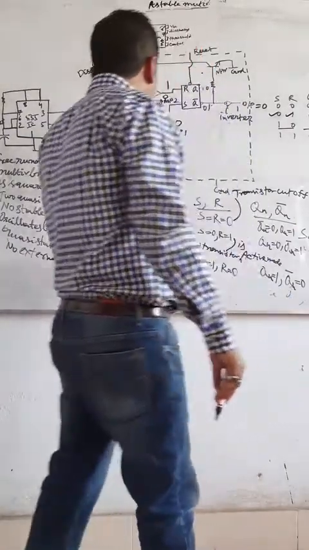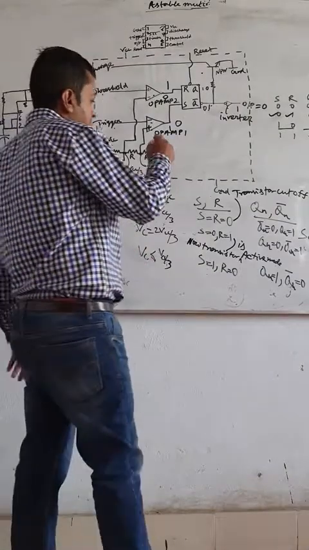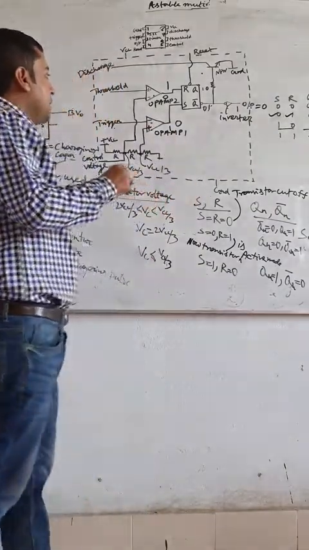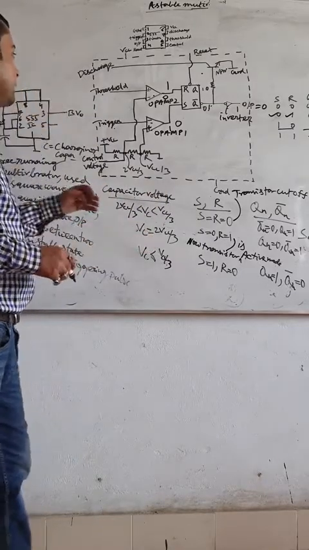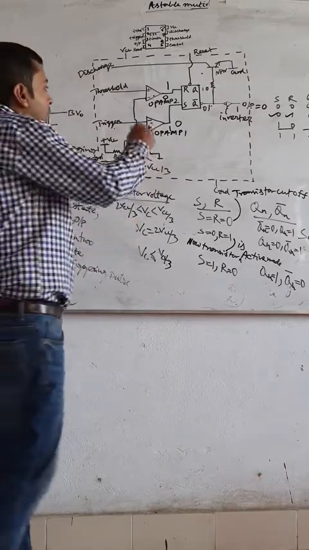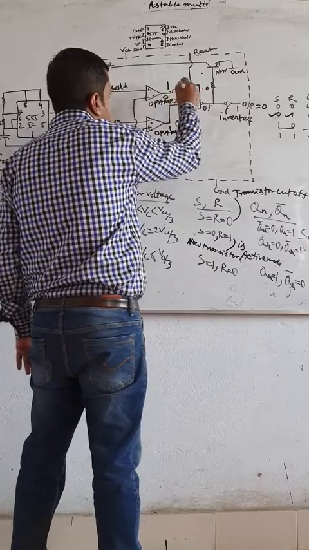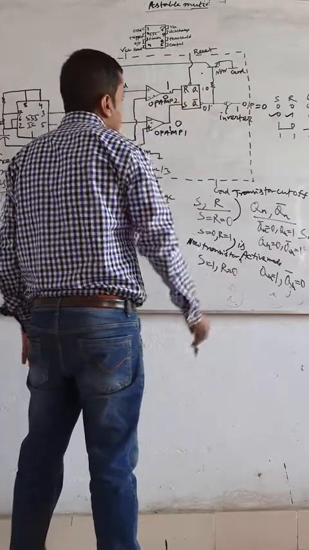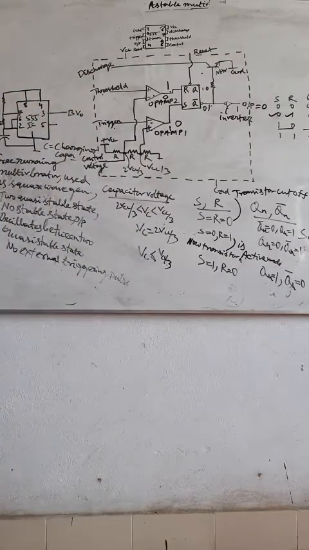When the discharging voltage of the capacitor becomes Vcc by 3, or lesser than or equal to Vcc by 3, that means either equal to Vcc by 3 or below Vcc by 3, then the op amp 1 output will be 1. Then S is equal to 1, and the op amp 2 output will be 0, R is equal to 0. So Qn is 1, Qn bar is 0.